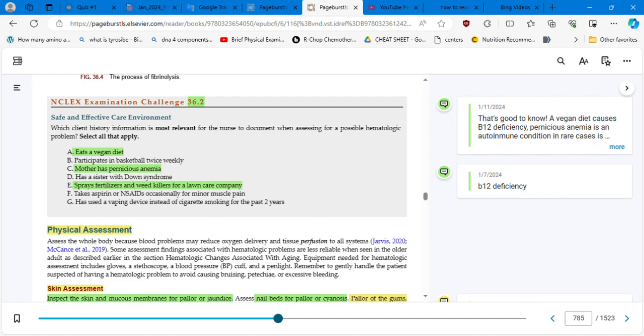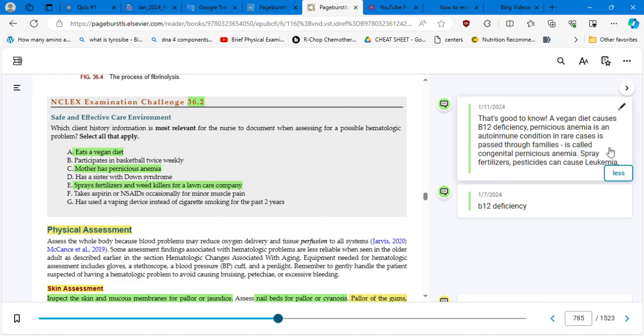Sometimes, in rare cases, I am not saying it happens all the time, they could be inherited. They could pass these autoimmune conditions through families. So that is a consideration in this particular question.